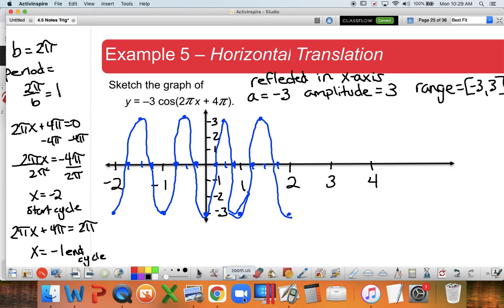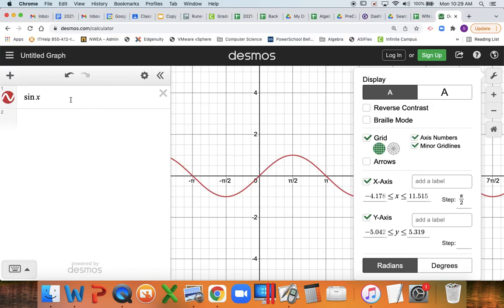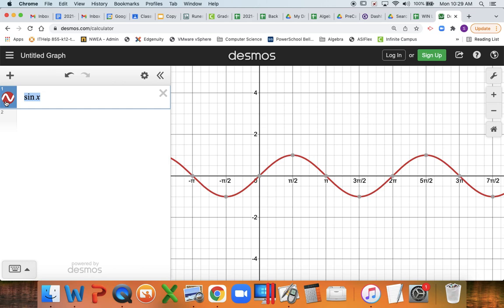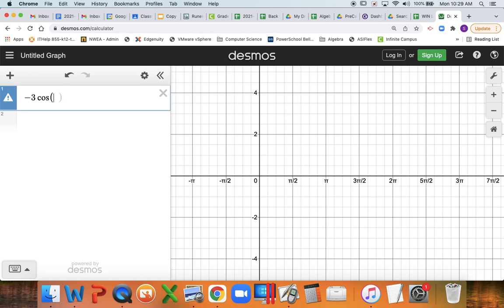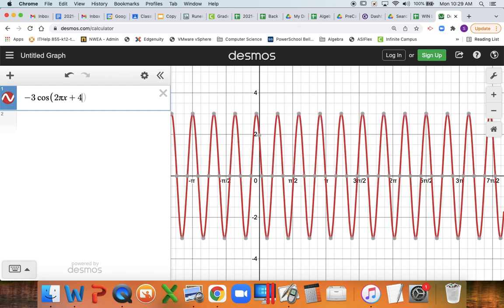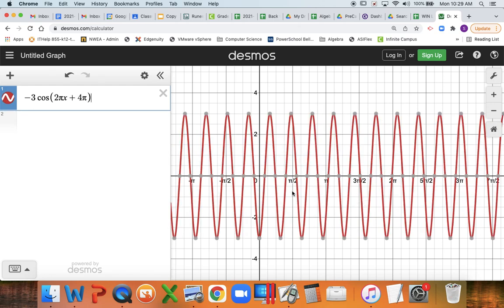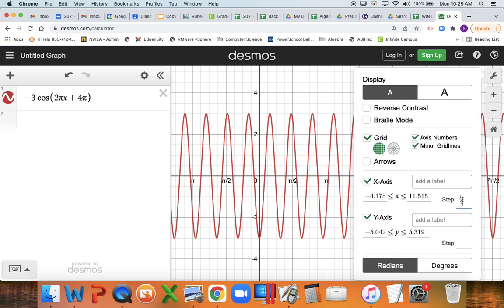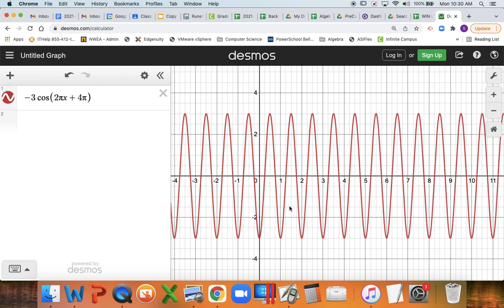But remember, we can always jump over to Desmos and plug this in. So let's go ahead and do that. -3 cosine. You can just type in pi, it will change it around, plus 4 pi, close parentheses. You'll notice now it doesn't really make sense for the x-axis to be in steps of pi, so maybe I'll change this back to 1, and make sure, yep, it goes up and down between -3 and 3. I'm showing the exact same thing.